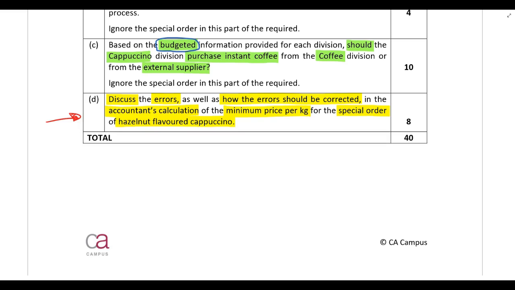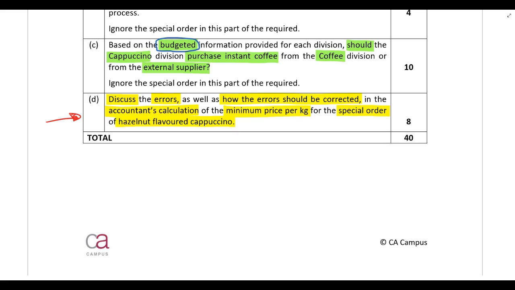All right, so you'll see what we're going to do. I'm going to think about how I would have performed the calculation correctly. I'm going to compare that to what the accountant did, and then I'm going to discuss. Now, it's very important that you read the required carefully because sometimes you just need to discuss the errors. So in other words, you need to say this was done wrong, this was done wrong, this was done wrong. Sometimes you need to discuss the errors and you also need to state how those errors should be corrected. And that's what we're doing in this part of the required over here. We're going to discuss the error, and as soon as we've identified that it's an error, we are going to say how the error should be corrected.